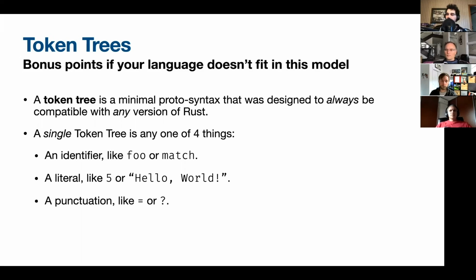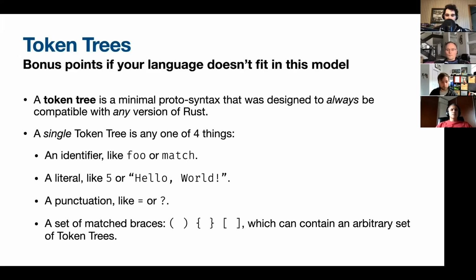It can be a piece of punctuation, like an equals or a question mark. Every individual piece of punctuation is parsed as a single token tree, but they retain some information about spacing, so that later, when you're trying to figure out if it's a double equals or two equals that are far apart, they can figure that out. And finally, and most importantly, it can be a matched set of braces: parentheses, curly braces, or brackets. The braces can contain any other set of token trees recursively, but it's all considered a single token tree.